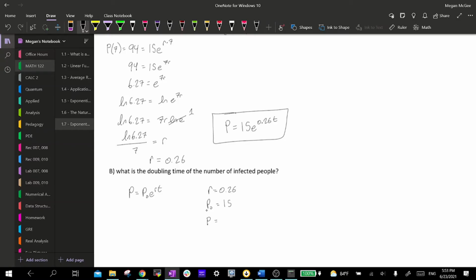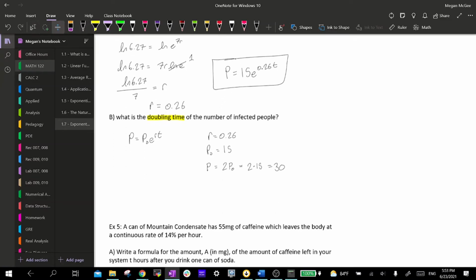What is P? What are we planning to end up with? Well, it's in the name, the doubling time. We want to know how long it takes to get twice as many as we started with. Twice as many as we started with: 2 times P naught, which in this case is 2 times 15, which is 30. So we have enough information. We can plug this into our formula and solve for time.